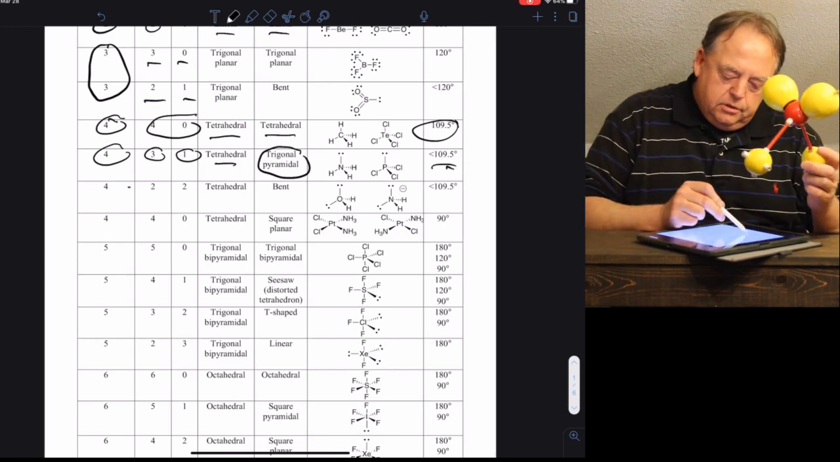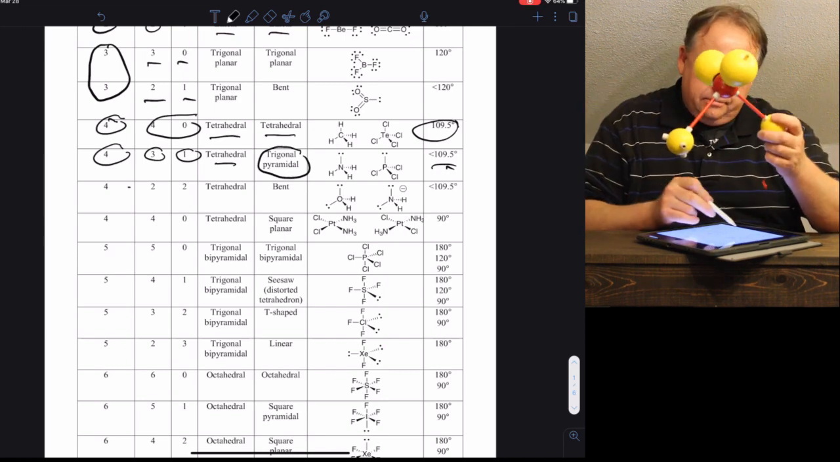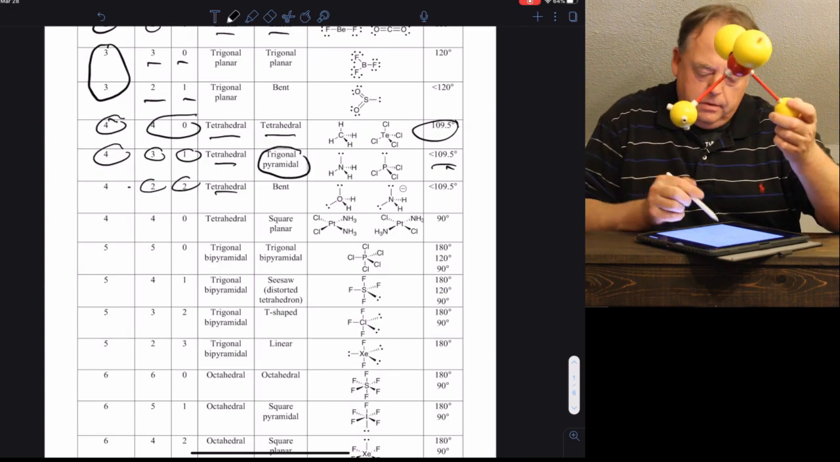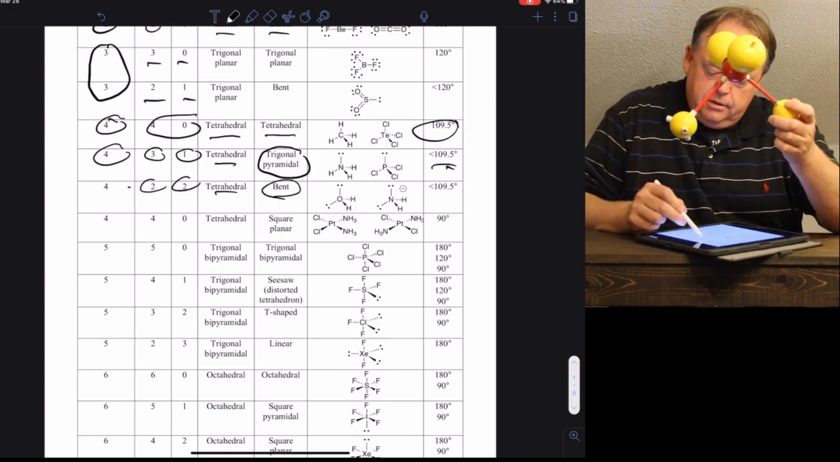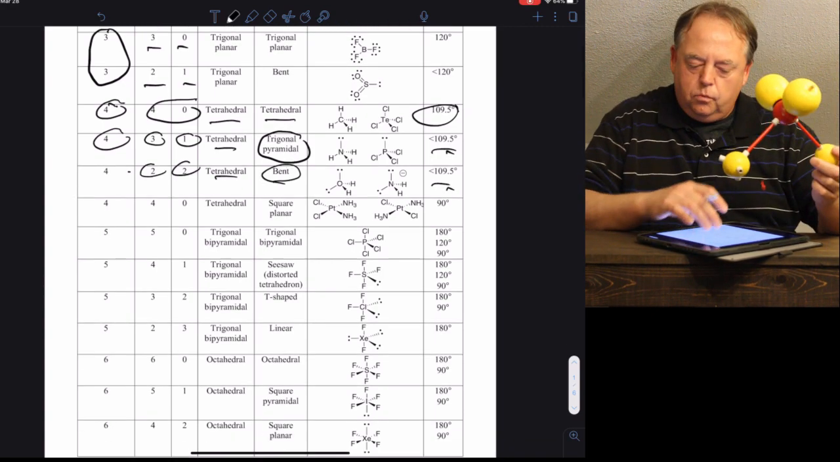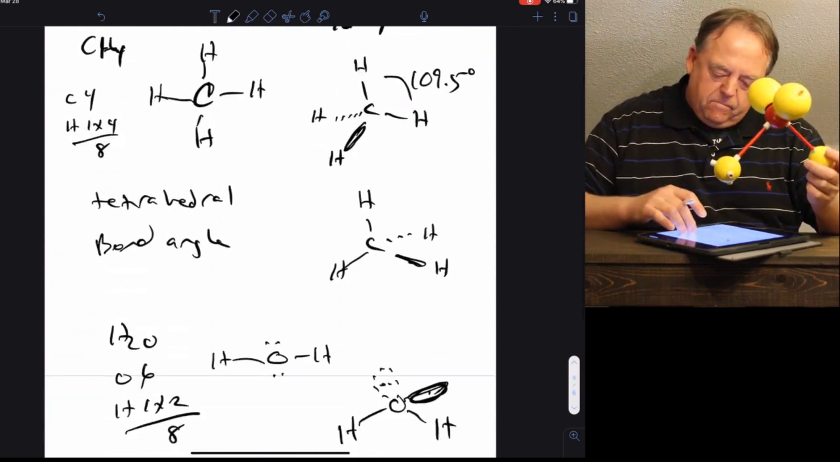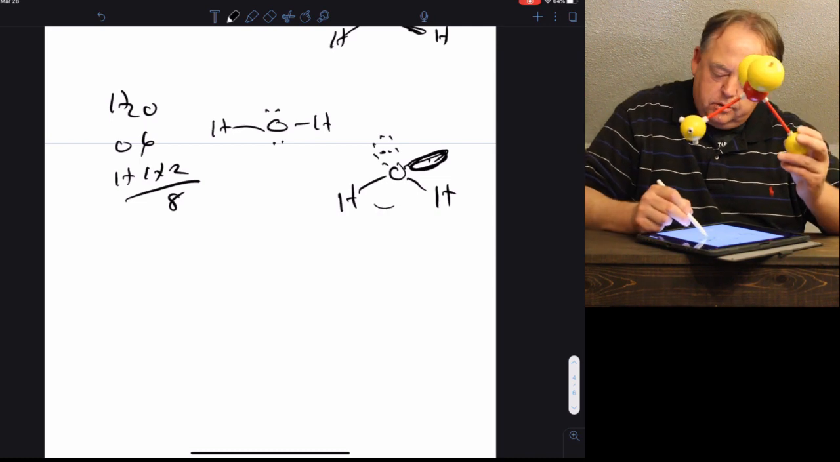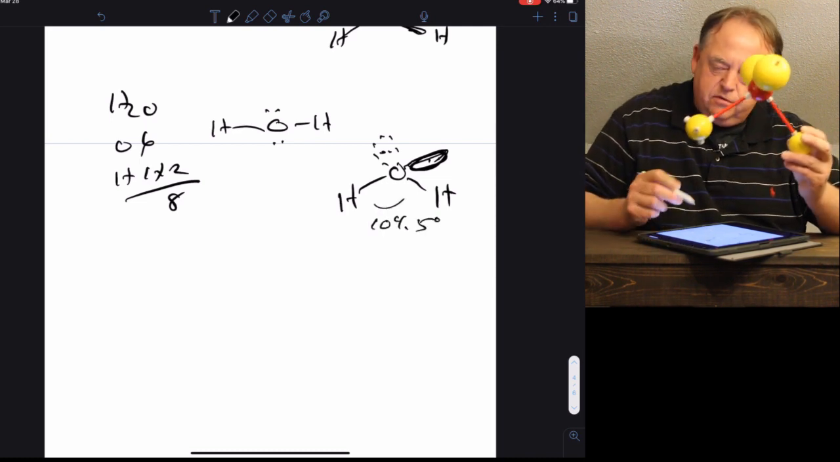And so 4 things attached to the central atom, but 2 atoms and 2 lone pairs. So those 4 things are tetrahedral, but the geometry is called bent, and again the bond angle is going to be a little bit less than 109.5. Now that there are 2 lone pairs, they'll squish the bonds down even further, and so in water the bond angles are about 104.5 degrees.